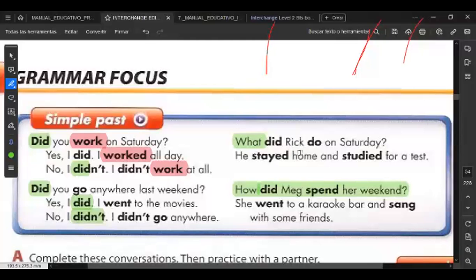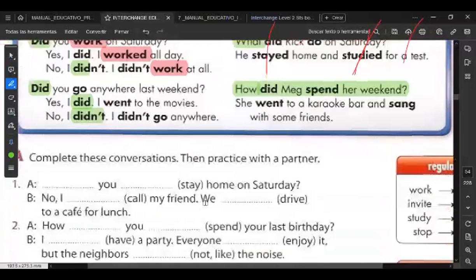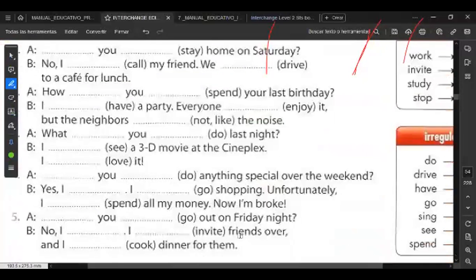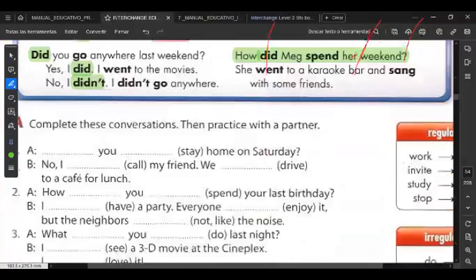No le podemos responder yes, I did, o no, I didn't, o yes, he did, o no, he didn't, porque está pidiendo más información. Entonces, ¿qué hizo Rick el sábado? Él se quedó en casa. He stayed home and studied for a test. Okay, how did Meg spend her weekend? She went to a karaoke bar and sang with some friends, right? Okay, ¿está claro esto? ¿Más o menos?